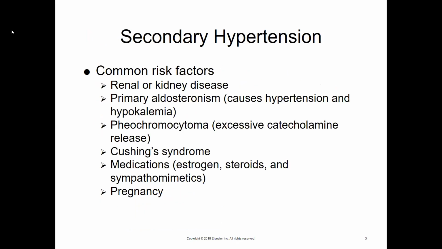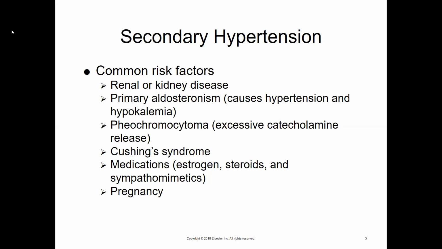Now, secondary hypertension is a hypertension that can be caused by disease states like kidney disease, maybe an adverse effect of some medications. And so if this is the case, if a patient has secondary hypertension, treatment would just involve removing the cause. So if they know what's causing the high blood pressure, you can just remove that, and then hopefully their hypertension would be resolved. Some common risk factors for secondary hypertension is renal or kidney disease. This is probably the most common reason patients have secondary hypertension.